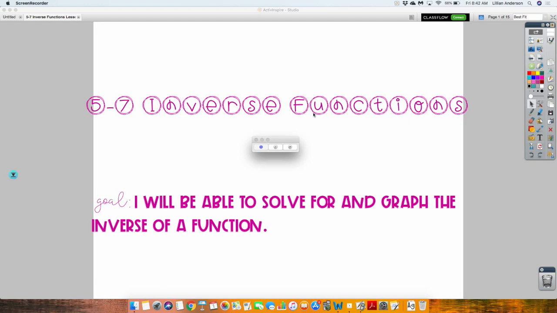All right, so we are talking about inverse functions today. It's going to be separate from the Unit 5 test. Didn't want to overcrowd you guys, so we're doing inverse functions as its own little thing, and we will be taking a quiz on inverse functions, okay?